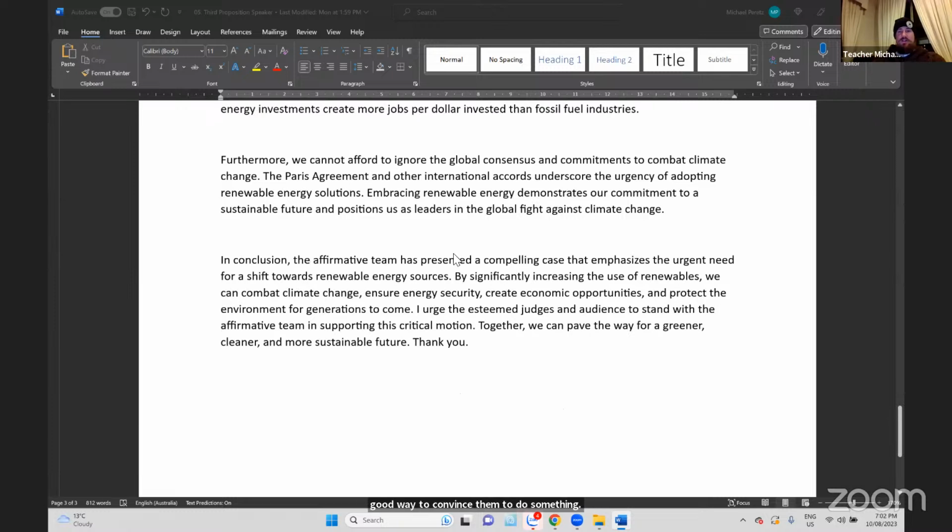And then in conclusion, we sum everything up by saying we have presented these arguments and we've emphasized the urgent need for a shift towards renewable energy. If we significantly increase the use of renewable energy, then we go on to list all the things we can fight. So we can fight climate change, ensure energy security, create economic opportunities and protect the environment. All these good reasons are to leave everyone with the best possible view of our argument.